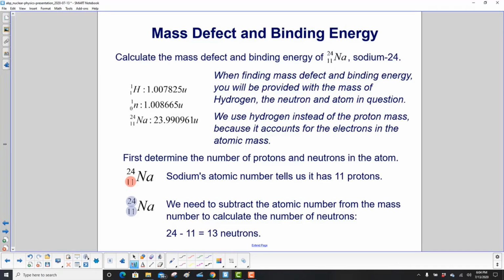When finding mass defect and binding energy, we're given these quantities here: the mass of the hydrogen atom, the neutron, and the atom in question. We use hydrogen instead of the proton mass because it accounts for the electrons in the atomic mass.